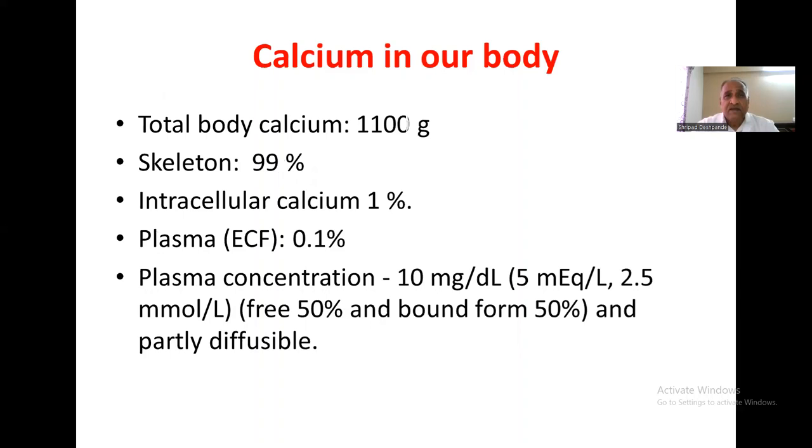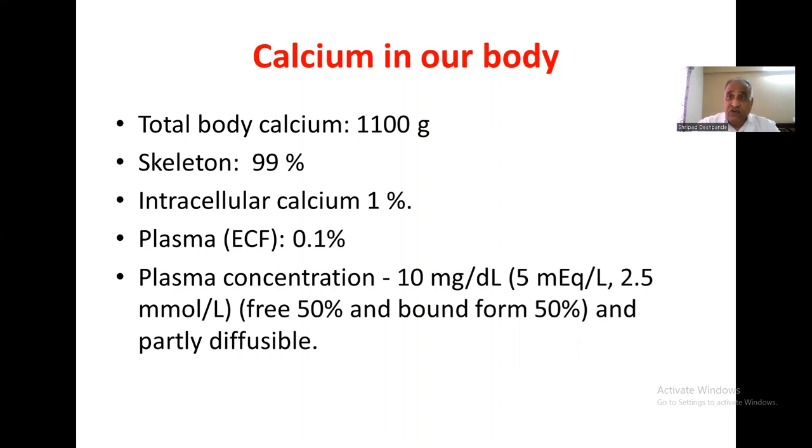Total body calcium is about 1100 gram. 99% of it is present in the skeleton. 1% of the total calcium is present intracellularly. The major intracellular component goes to the skeletal muscles, because skeletal muscles comprise 40 to 50% of our body weight. That is in the sarcoplasmic reticulum.